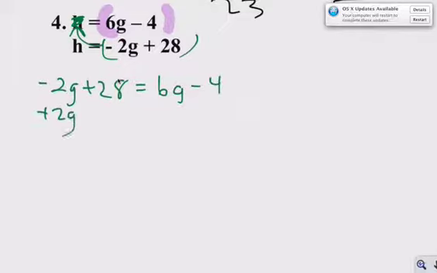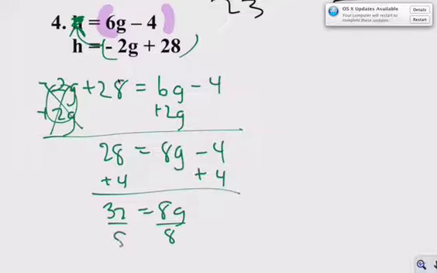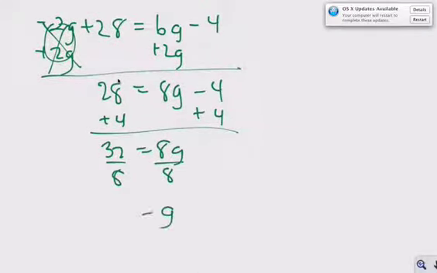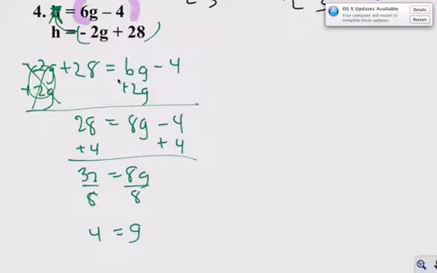Add 2g. That's 0 plus 28, which is 28, equals 8g minus 4. Plus 4, you get 32 equals 8g. Divide by 8, you get g is 4. Okay, I'm doing it fast because I'm going to use this one here, because there are no negatives, to find my h.